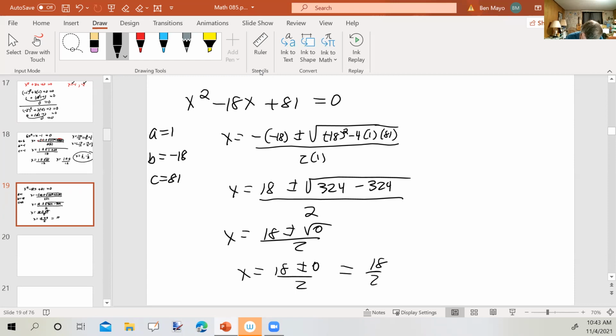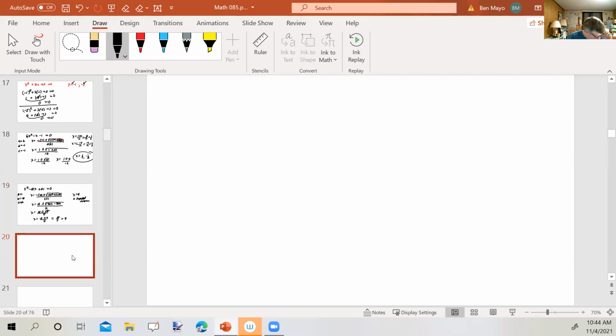So basically, our only answer is 9. So x equals 9, and we'll say that is a repeated solution. So we still have two solutions, but they're the same number. Both of them are x equals 9. Okay, now those particular equations all came out with nice answers. Let's look at some that don't have such nice answers.